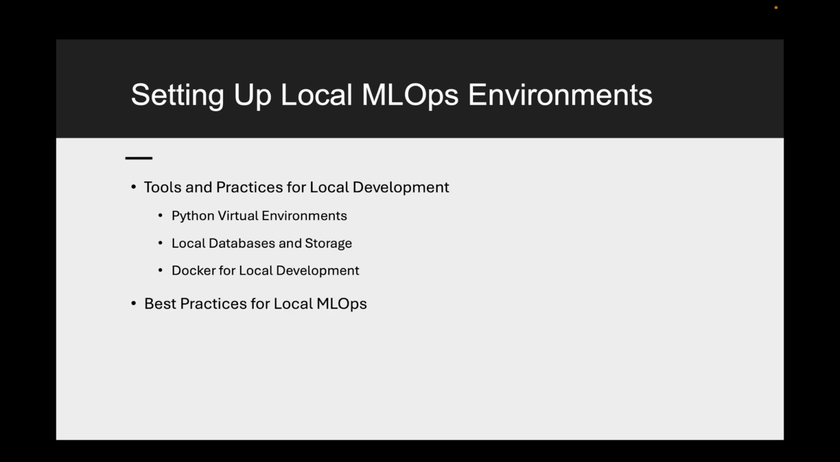What are the best practices for local MLOps? First, unit tests and integration tests. Write your unit tests for model training code and integration tests to verify the pipeline functions as expected in your local environment. Version control. Always use Git or similar version control tools to manage code, experiments and pipelines. Automated builds. Use tools like Docker and Jenkins to automate builds for reproducibility.